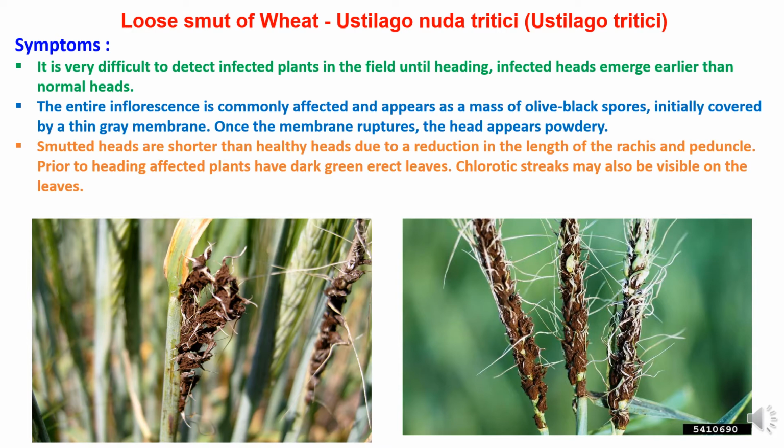Smutted heads are shorter than healthy heads due to a reduction in the length of rachis and peduncle. Prior to heading, affected plants have dark green erect leaves. Chlorotic streaks may also be visible on the leaves. This disease causes poor quality of grains produced.